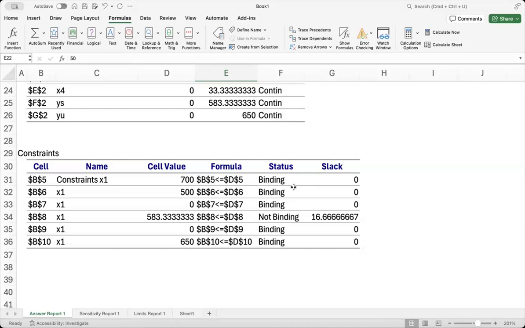And the left hand side value is 583.33. What about the right hand side? The value at the right hand side of the fourth constraint is 600. So if we combine this cell value and the slack value, it should be 600. This one is also binding, and this one is also binding.